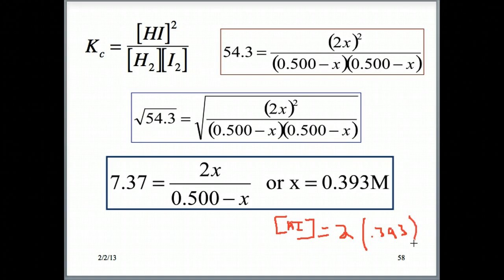They wanted the concentrations of all species. The HI is going to be 2 times 0.393. Okay. What's the concentrations of H2 and I2, respectively? Well, it's going to be the 0.5 minus the 0.393. Okay, and that would be actually for both of them. Okay, so you're going to have 0.500.